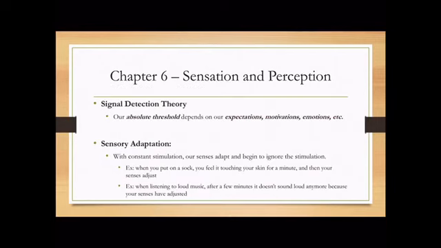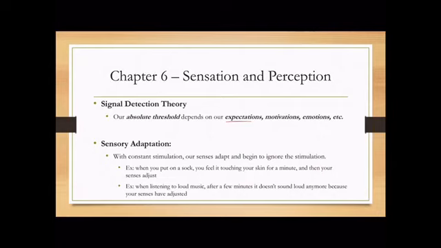Okay. So signal detection theory just says that our absolute threshold depends on our expectations, motivations, emotions. I think the easiest one to give an example of is expectations. So using that example of testing the absolute threshold with molecules of a cologne or something like that. If I tell this person, hey, in a minute you're going to start to smell cologne, well, now all of a sudden their absolute threshold is so much lower because they are expecting to smell it. So the moment that they even get a few molecules in there, they're going to notice that it's there because they were expecting to notice it.